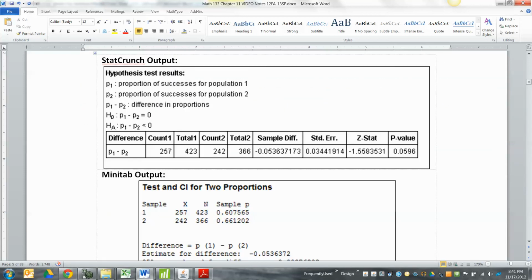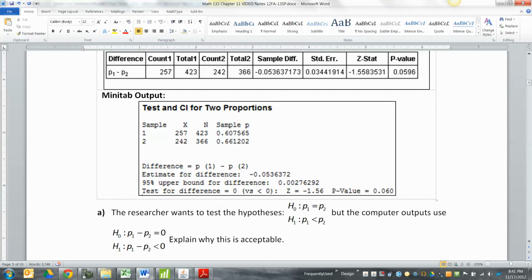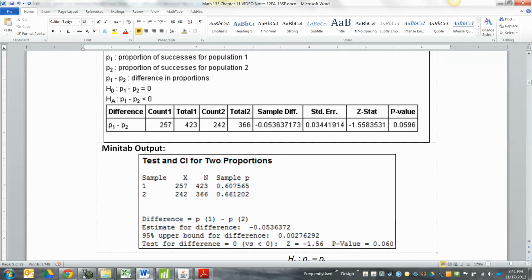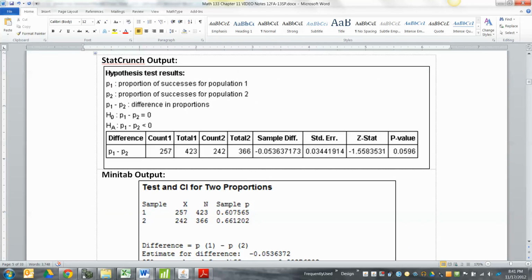All right, so here's the output for StatCrunch and Minitab down here. Now notice, the researcher wants to test whether the proportion for females is less than the proportion of males. So are women more unhappy, or are women less happy in their marriages than men? That's what we want to test. But the computer outputs, you can see it right here. StatCrunch is really easy. P1 minus P2 equals 0.